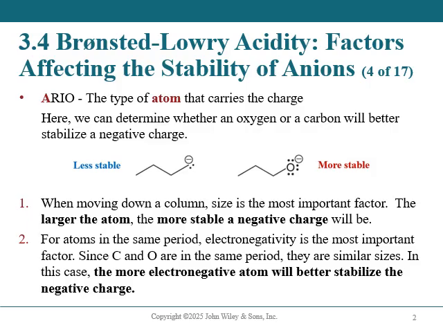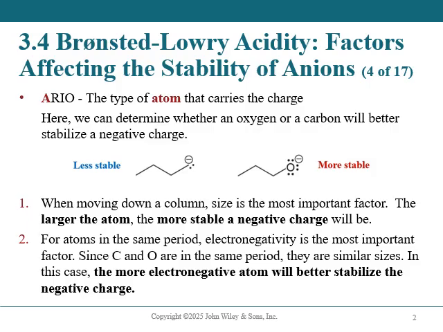Here we can determine whether an oxygen or a carbon will better stabilize a negative charge. Less versus more stable, we already discussed that. When moving down a column, and we're talking about the periodic table here, size is going to be a very important factor. So for instance, if I'm comparing oxygen to sulfur, which is right underneath it in the periodic table, then sulfur will be more stabilizing than oxygen. The larger the atom, the more stable a negative charge will be. It has more volume to spread.